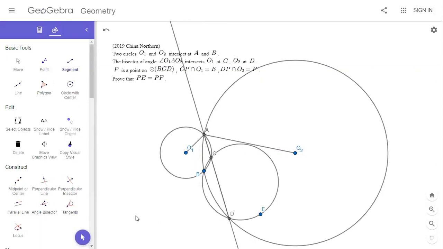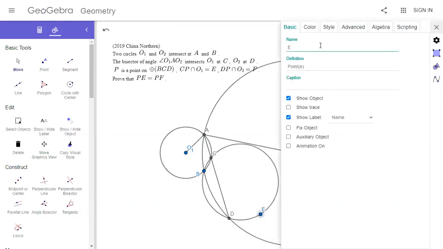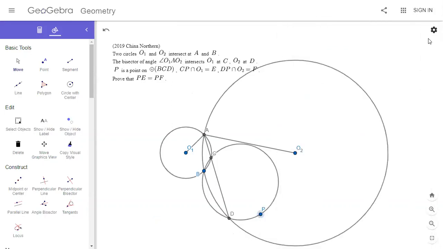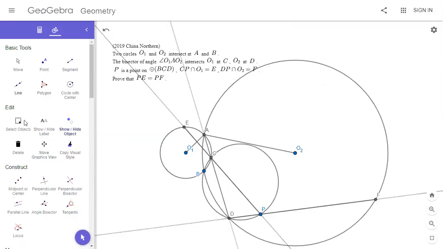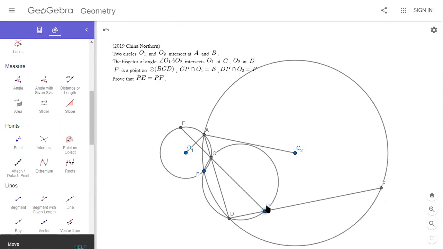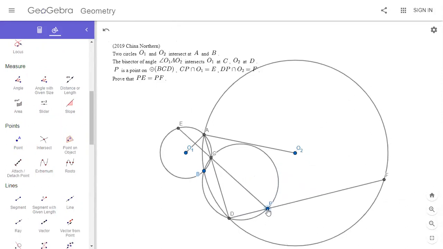Let me hide some stuff. Rename. Actually, why did I draw this? Oh, because I need the bisector. Okay, so CP intersects O1. Okay, so we have points. This is E, and that's F. It's pretty nice. I didn't have to rename them. And we want to show PE is equal to PF. So that's kind of interesting. Wherever P is on this circle, PE is always equal to PF.